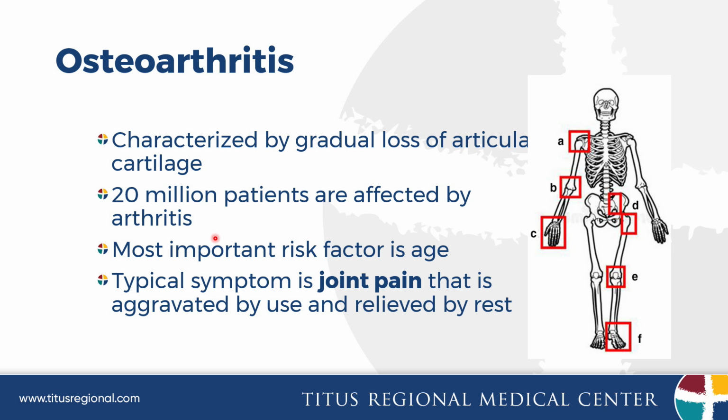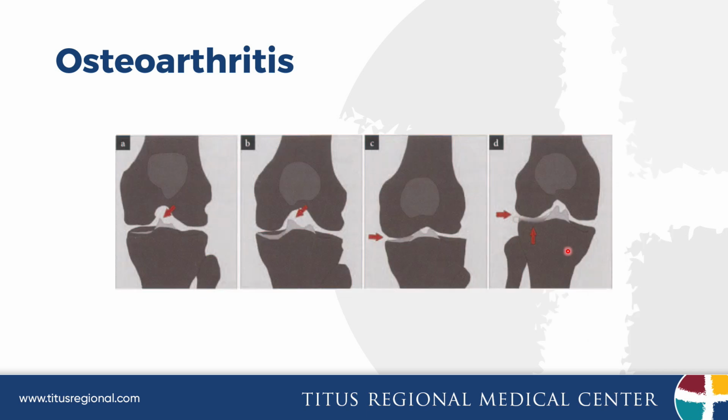And the most common risk factor for it is age. And typically when patients present, they will present with joint pain that is aggravated when you're using it and may be relieved by rest. And so, for example, it may be difficult for patients to stand up or walk up and down the stairs if they have arthritis of the knees, for example, or if it affects their hands, it may be difficult for them to open something, say, like a jar of pickles in the kitchen.